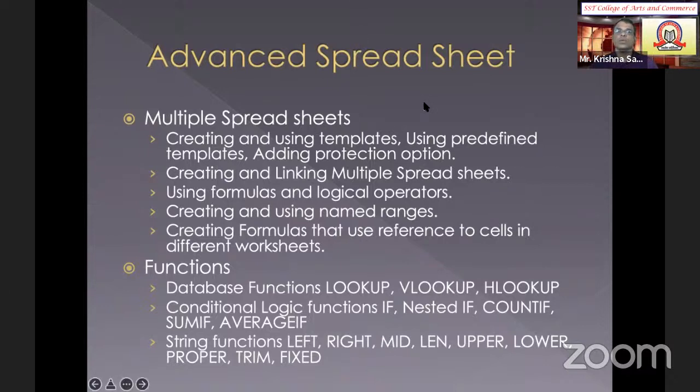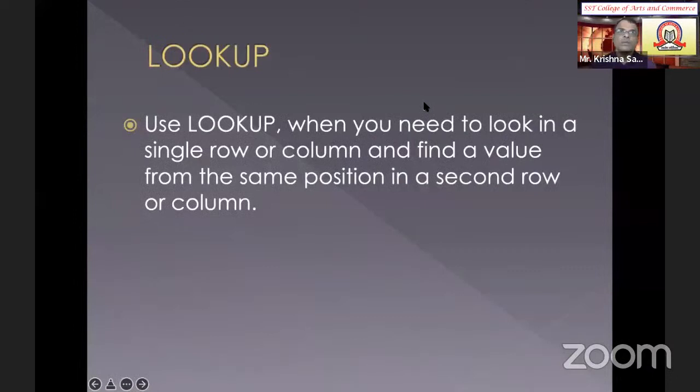So let's start with lookup. First we will understand what is meant by a lookup in Excel. So lookup, when you need to look in a single row or column and find a value from the same position in a second row or column. Usually you are creating a table with 2 or 3 or 4 columns. In 2 nearby columns, if your value is in one column, you have to find the value corresponding to that in the other column. Let's see some examples for clear understanding.